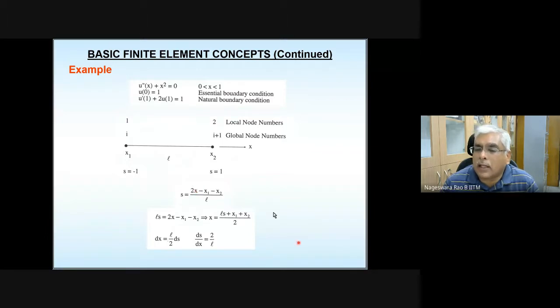Or you can do it another way. You substitute s is equal to minus 1 here and try to back calculate what is x. You should get x1. When you substitute s is equal to 1 and try to find what is x, it should be x2. So this relation is connecting the local coordinate system to the global coordinate system. Okay?